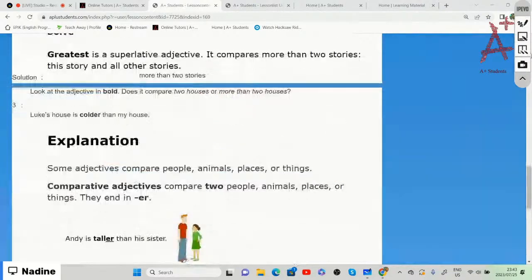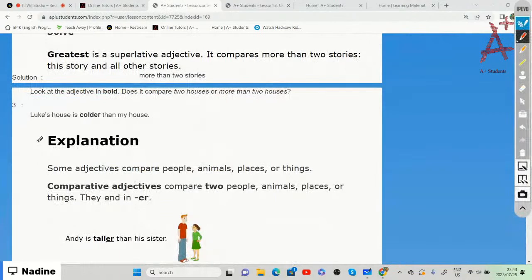All right. The next one is Luke's house is colder than my house. So Luke's house is colder than my house, right? Does this compare two houses or does it compare more than two houses? Are we comparing two houses or more than two houses?